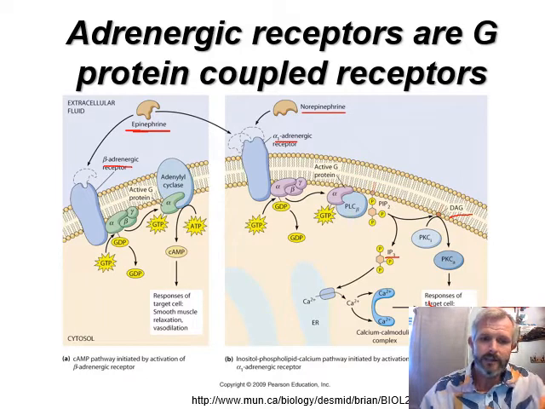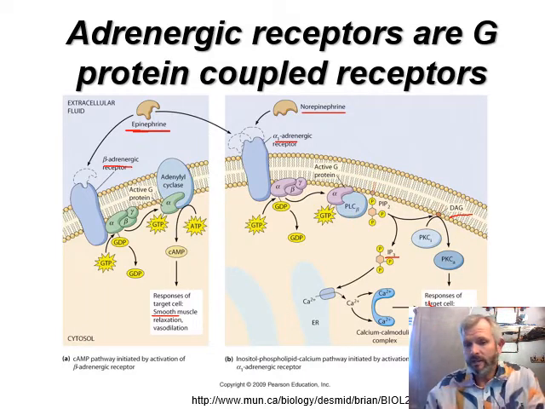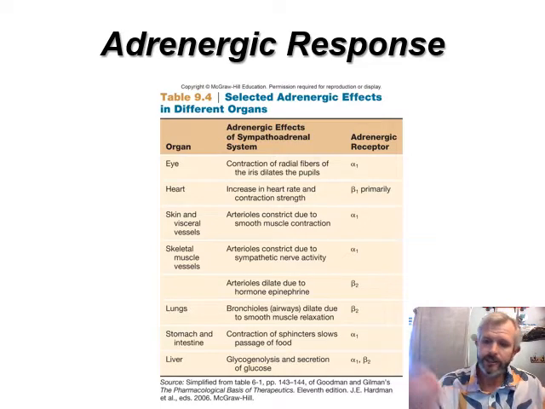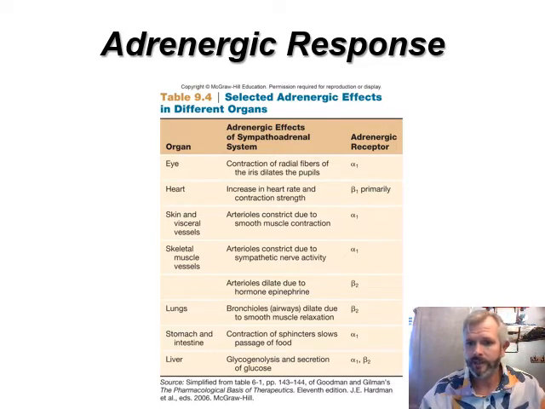Whereas if we activate a beta adrenergic receptor, what's the response? We get smooth muscle relaxation, we get vasodilation. So depending, again, on what subtype of receptor is there, that determines what the response is going to be at the target tissue. So here's where we can see the differing responses with the differing receptors out there. We've got the alpha-1 and the beta-1, beta-2 adrenergic receptors.